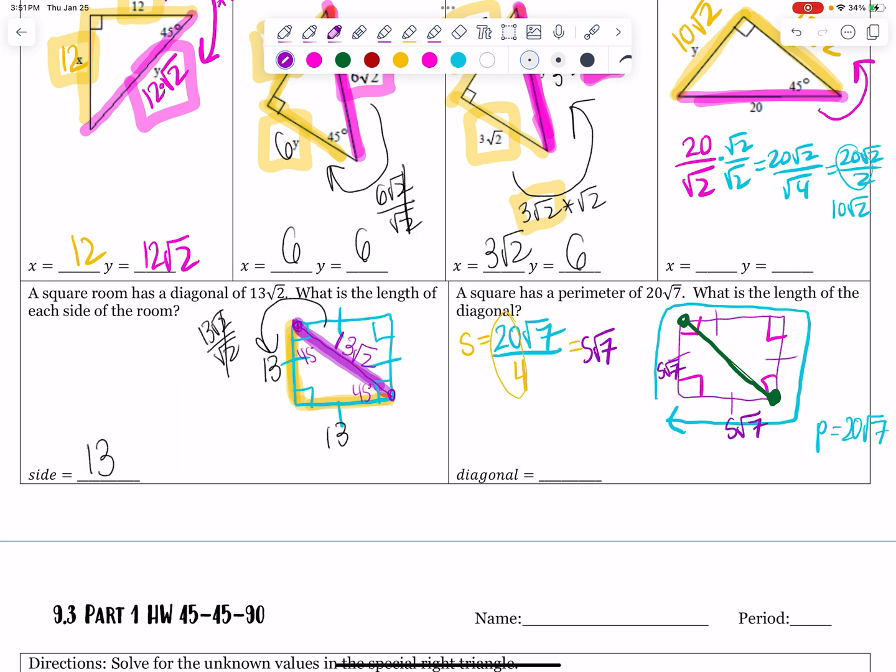That's a 45, 45, 90 triangle. And so if the side lengths are 5 root 7, the hypotenuse, or the diagonal, is going to be 5 root 7 times root 2. And then 5 root 7 times root 2 simplifies to 5 root 14. And there are no perfect square factors that go into 14 besides 1. 9 does not work, 4 is not a factor, and so 14 times 1, that's my only perfect square, and so that just means it's fully simplified.